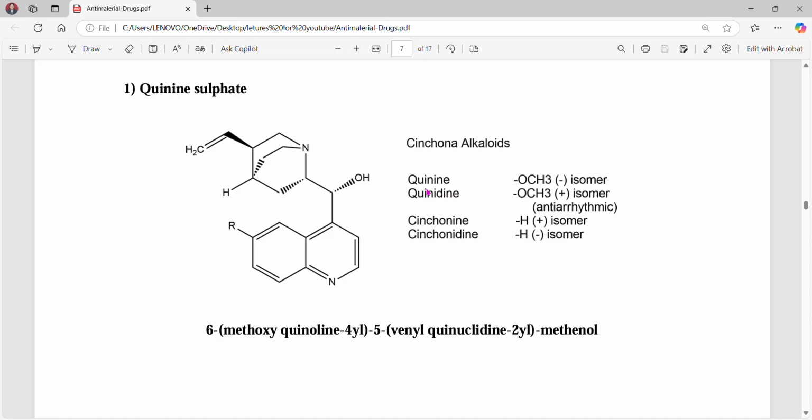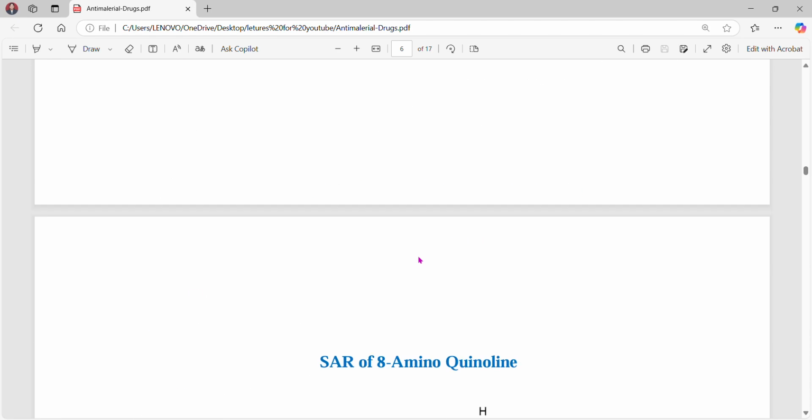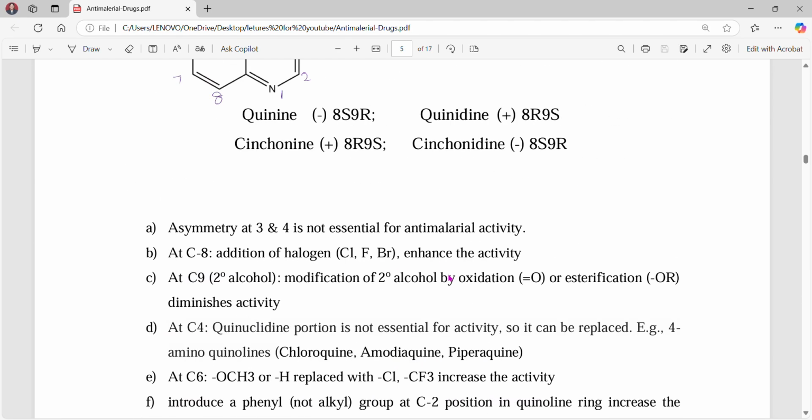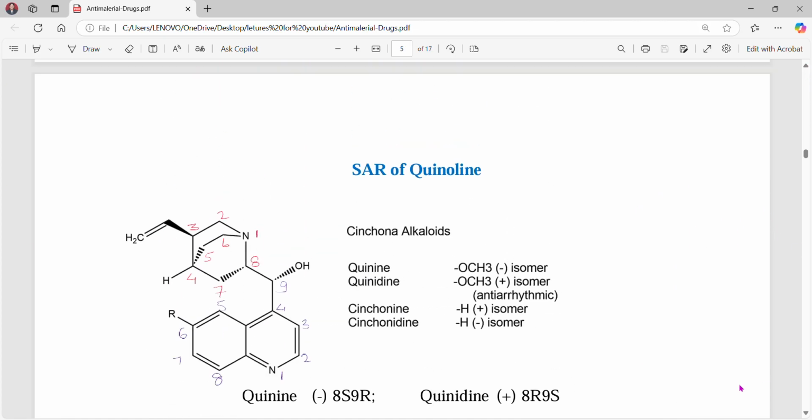The antimalarial activity is associated with the levorotatory form of quinine. Subcutaneous and intramuscular administration is not usually recommended for the local use of these types of drugs. Now, what is the structure-activity relationship of quinine and its derivatives?